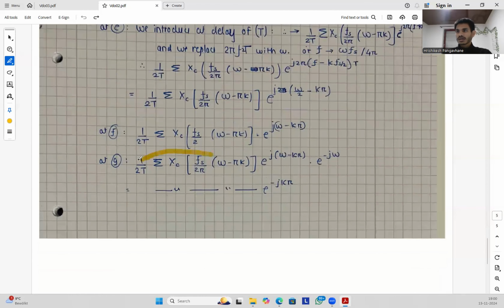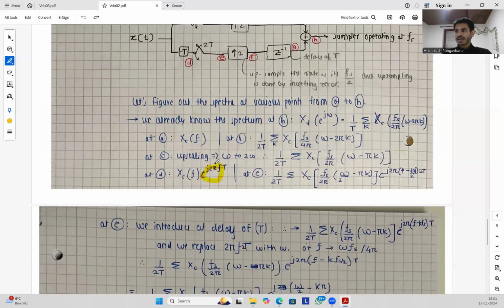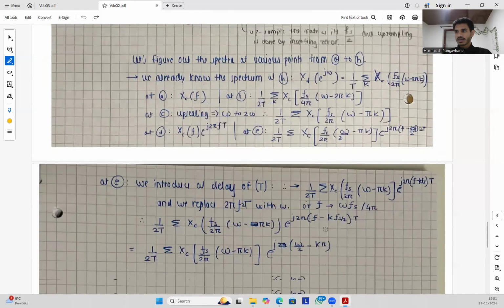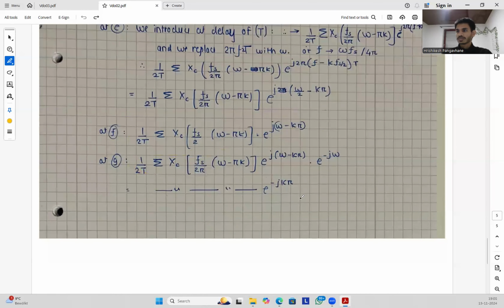So then at point G, this is the upscaling, and then when we again introduce a delay, when we advanced the signal we had e to the power j omega t. Now we have e to the power minus j omega t. So when we solve these exponentials, the powers add, and we are left with this value times e to the power minus jk pi at point G.